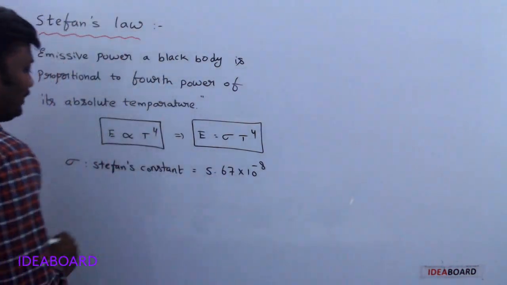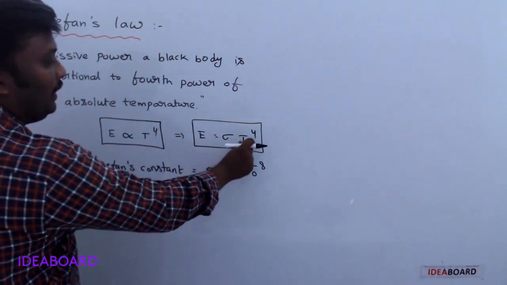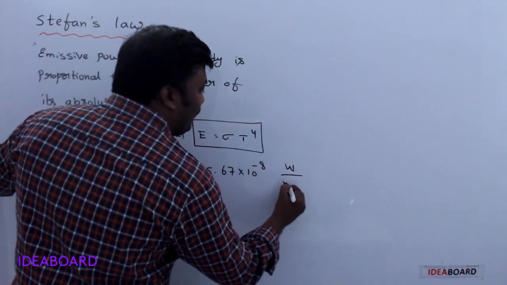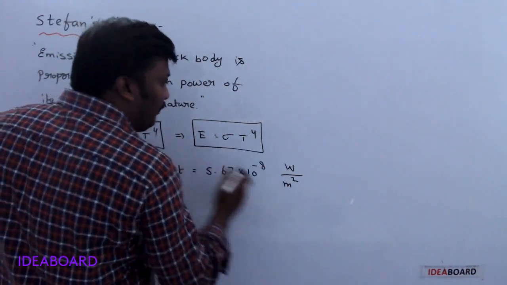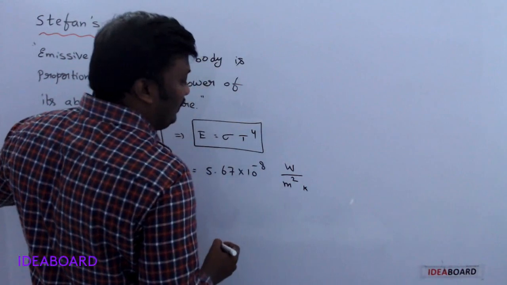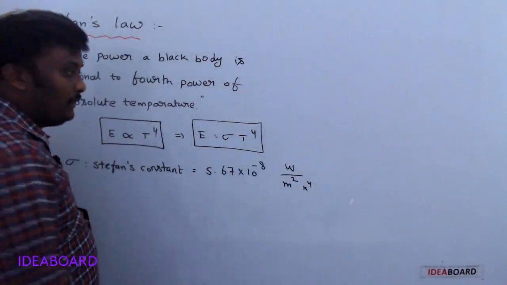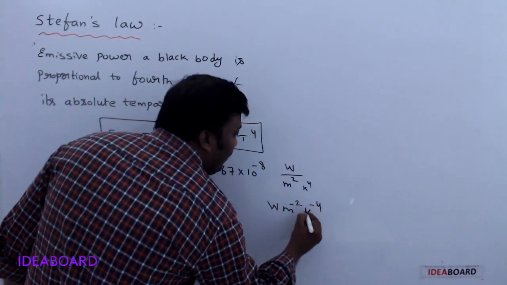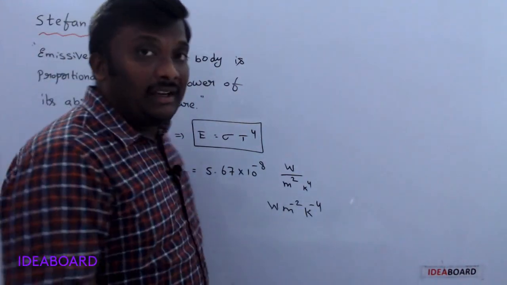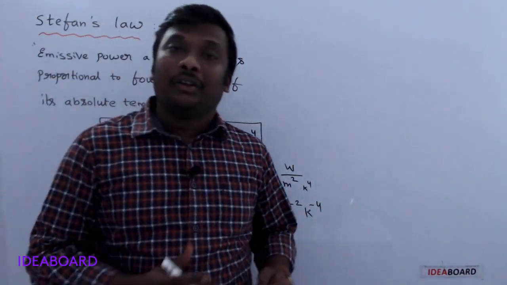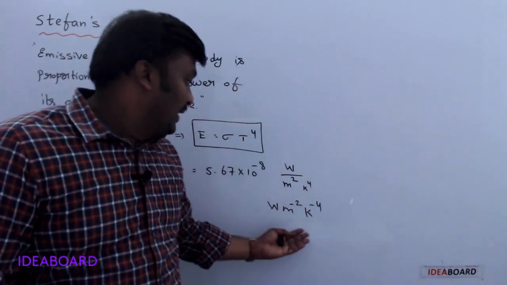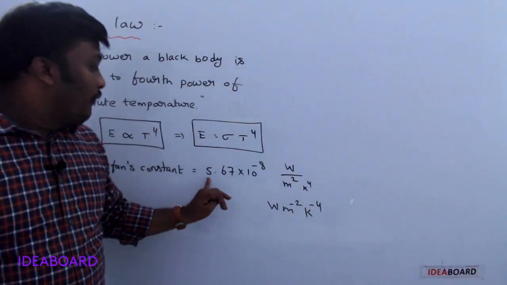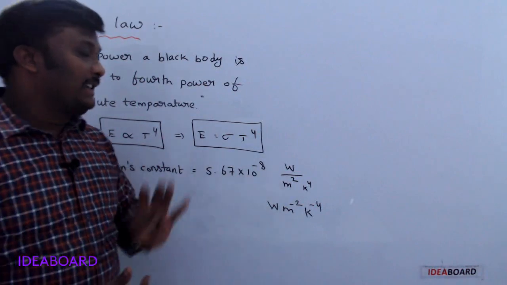Now, what are the units for sigma? For the units of sigma, T power 4 is taken to the other side. The unit of emissive power is watt per meter square, and the unit of T is Kelvin power 4. So you may write it as watt meter power minus 2 Kelvin power minus 4. In a recent NEET examination they asked the units of sigma, so keep in mind watt meter power minus 2 Kelvin power minus 4, and its value is 5.67 into 10 power minus 8.